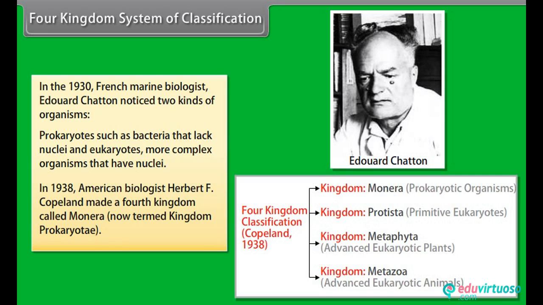In 1938, American biologist Herbert F. Copeland made a fourth kingdom called Monera, now termed Kingdom Prokaryote.